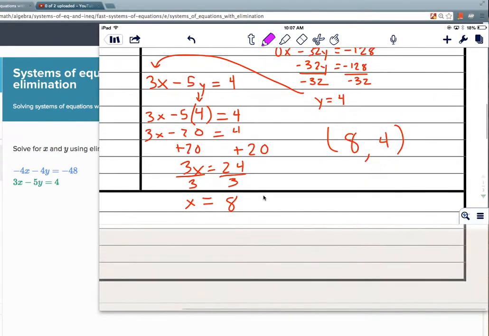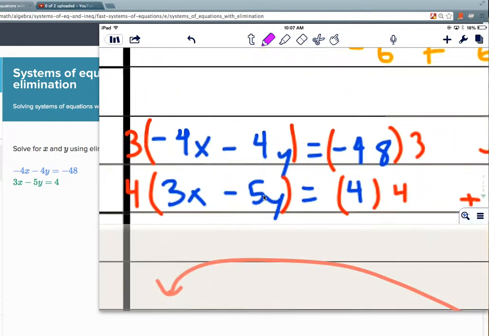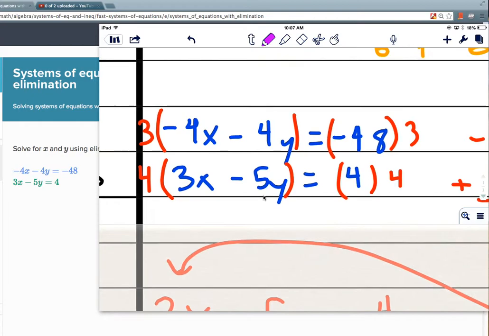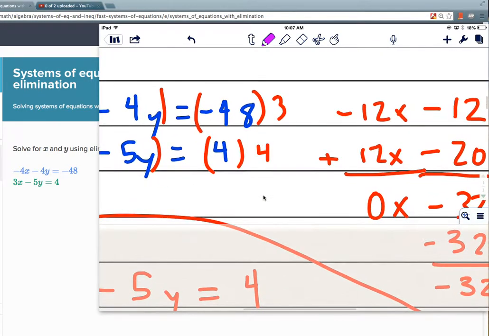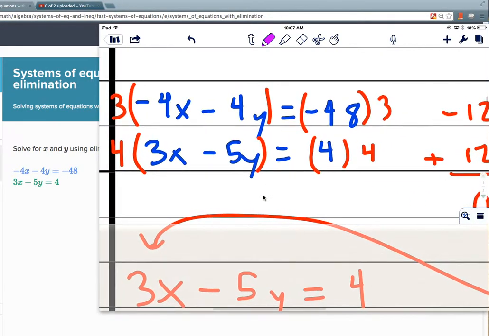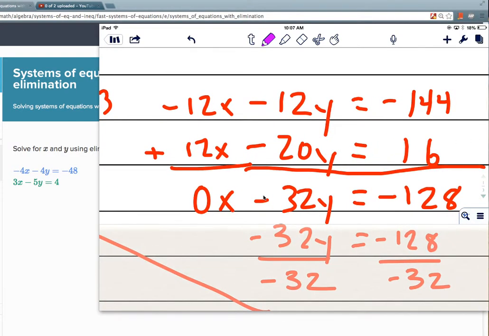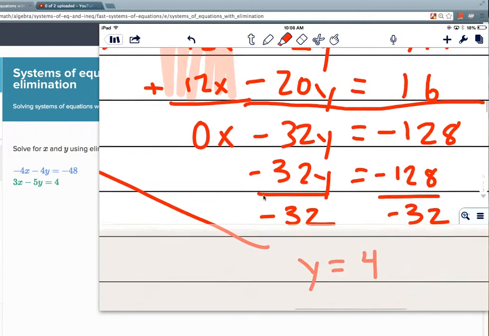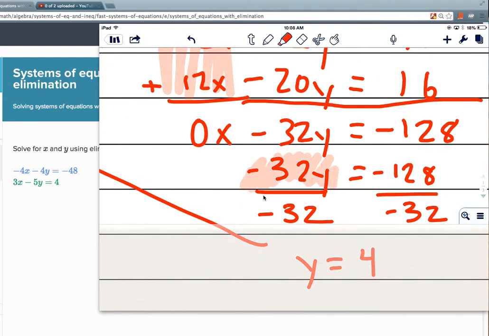And so the example that we looked at, none of the variables cancel immediately, so I had to multiply the top equation by 3 so that it would give me negative 12x, and the bottom equation by 4 so it would give me positive 12x. And then when I did that, I had to remember that everything in both equations gets multiplied. And from there, I got this beautiful thing to occur where negative 12x plus 12x gives me 0x, so it left me with an equation with just one variable.